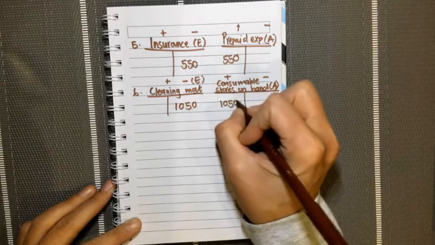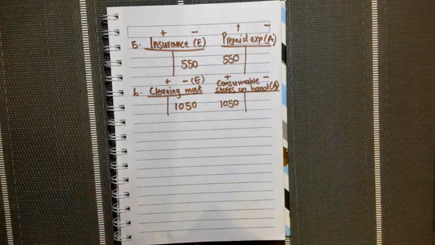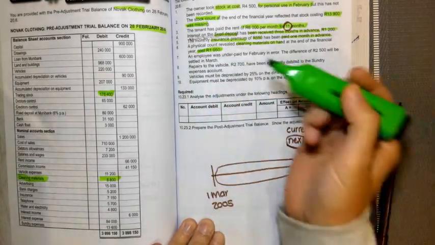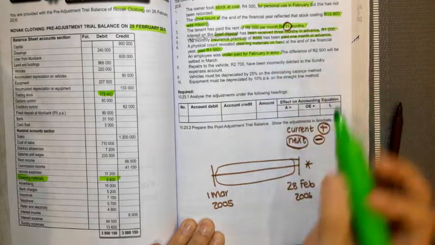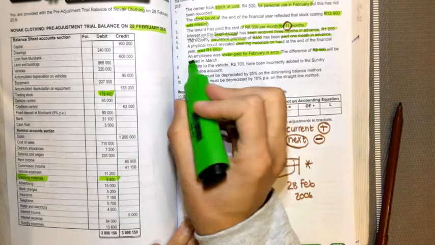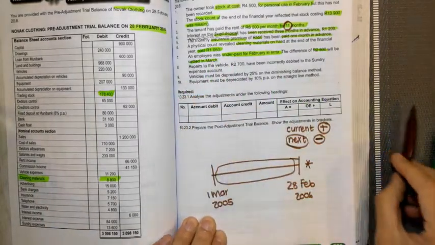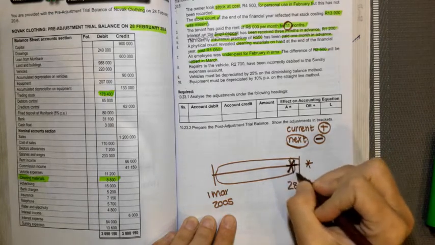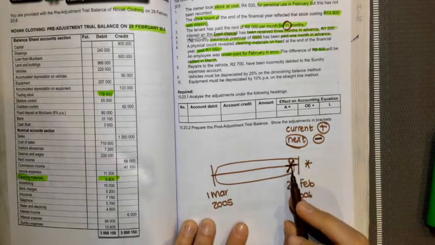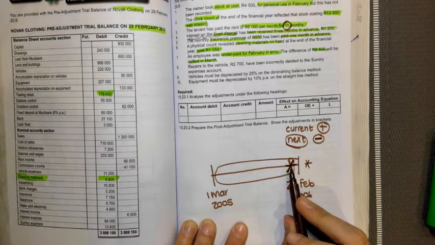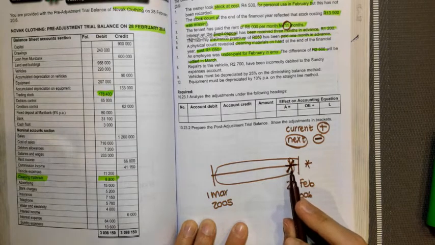Up next, it says an employee was underpaid for February in error. The difference of 2,500 Rand will be settled in March. The employee earned the money here in the current financial year. He worked for us in February. We should have paid him that 2,500 Rand in February, but we haven't paid it yet. Okay, so it is for the current year. It's just not recorded yet. Therefore, we have to go and add it.